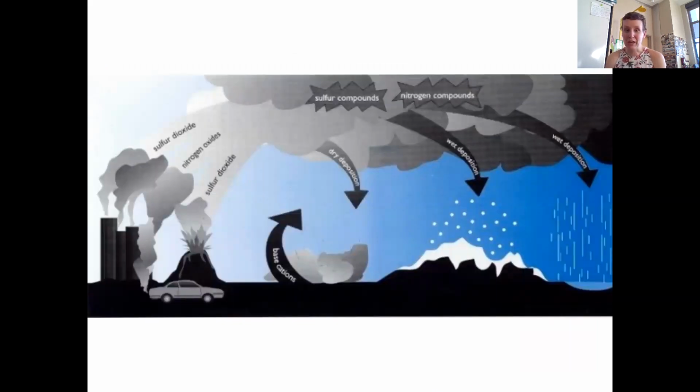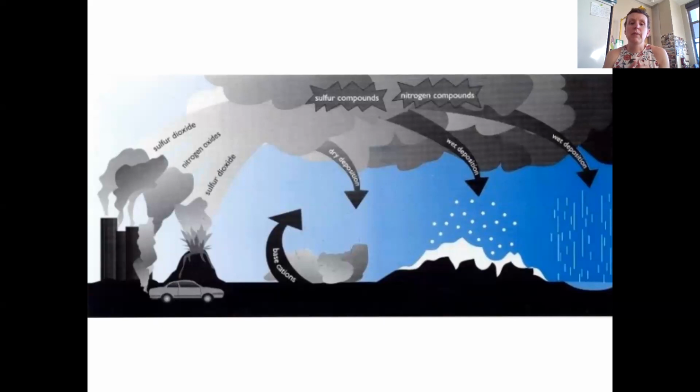So if you look over here on the left, we've got buildings and volcanoes and cars creating different things. So sulfur dioxide is coming from both the factory type places and volcanoes. Nitrogen oxides are coming, hopefully you can tell, from the car. That could also be a little bit in factories, but anything with a really high temperature section to it is going to have the ability to combine nitrogen and oxygen and make those nitrogen oxides. Lightning is another place where you can find nitrogen oxides.